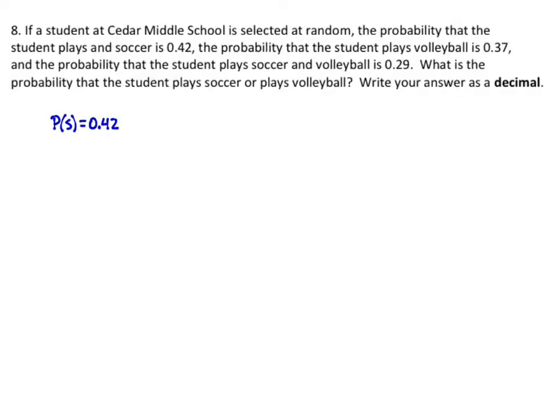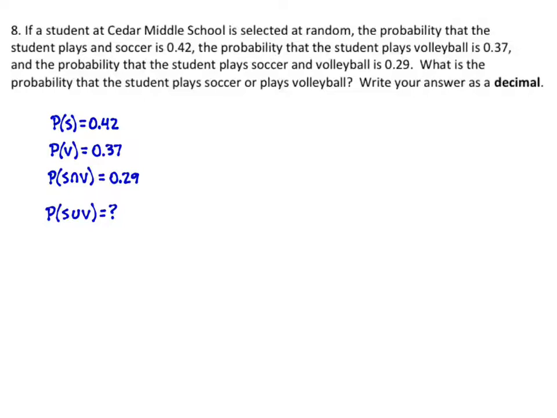So I'm going to write down some probabilities here. It first said that the probability that a student plays soccer is 0.42. The probability that a student plays volleyball is 0.37. And the probability that a student plays both, so the intersection of those, is 0.29. The question is, what is the probability that a student plays soccer or plays volleyball? Again, when you're thinking about or, you're thinking and or. So if they play either one, or if they play both.